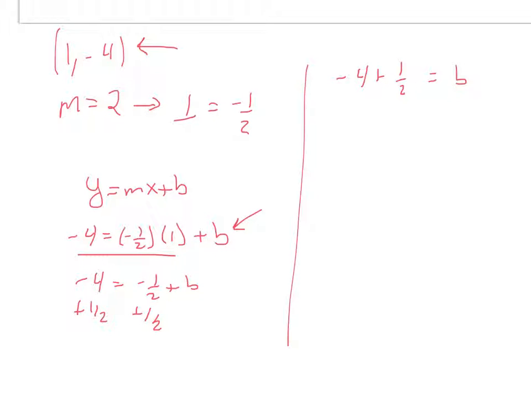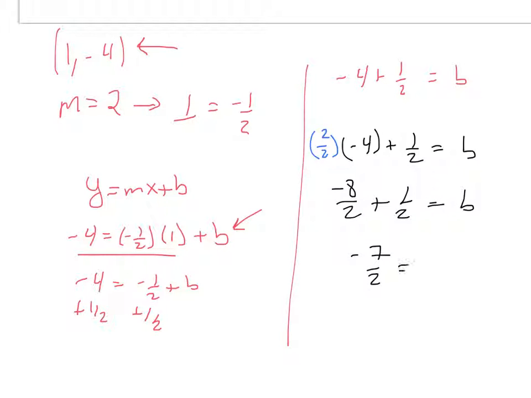But let's work with our fractions here. That means I have to create a common denominator. This is just a quick skills review: I'm going to multiply the -4 by 2 over 2. Then I have -8 over 2 plus 1/2, which is equal to my y-intercept. That's going to give me -7/2, which is the same as -3.5.